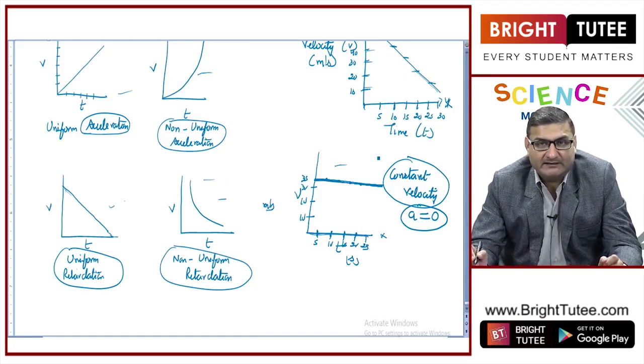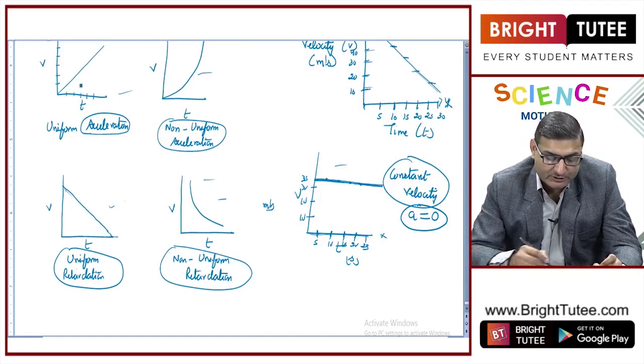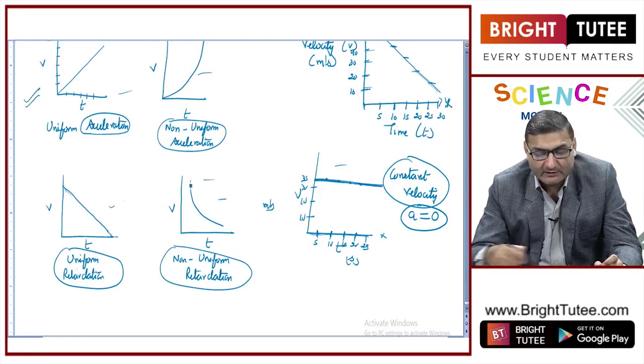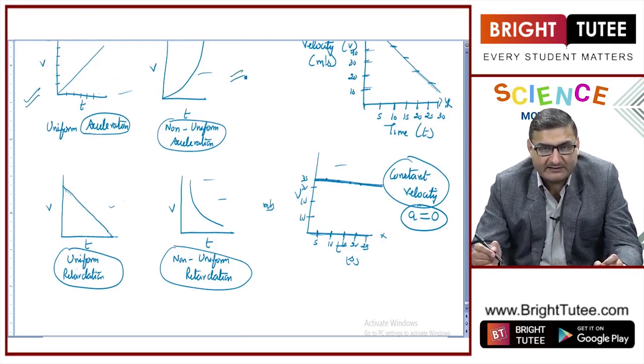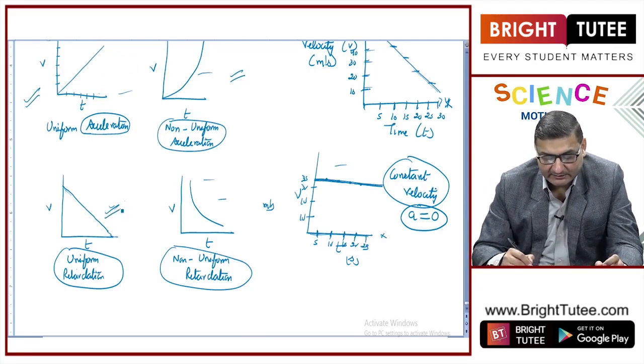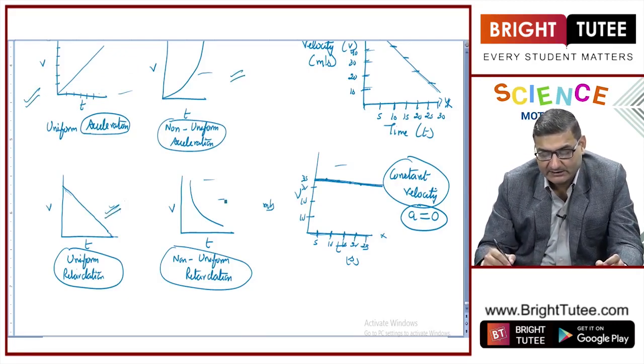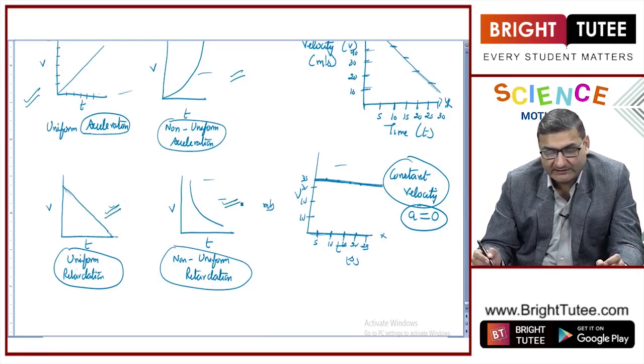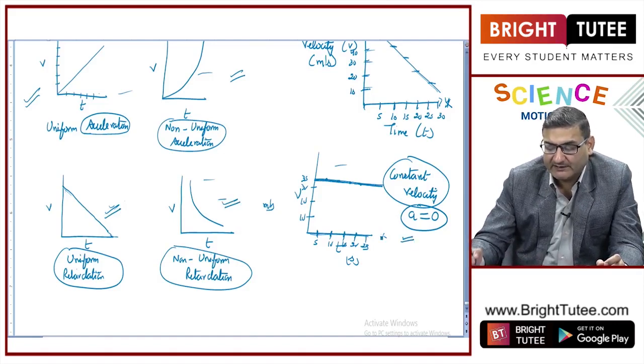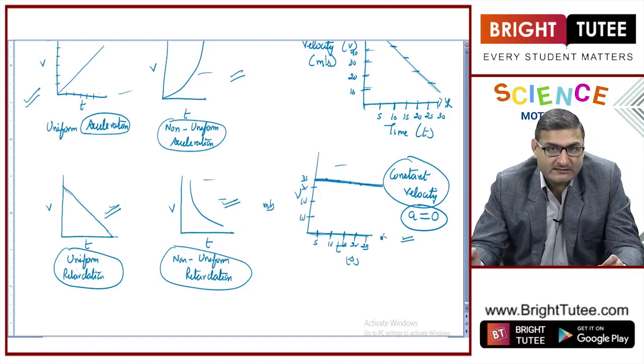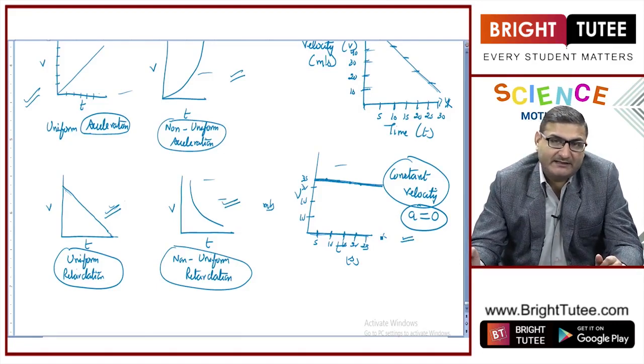We will be given a particular graph, and in that graph we will be asked what type of motion is shown by the body in either of these graphs. So in the first graph, the motion shown by the body is uniform acceleration. In second graph, it is non-uniform acceleration. In third graph, it is uniform retardation. In fourth graph, it is non-uniform retardation, and in fifth graph, it is zero acceleration or constant speed.